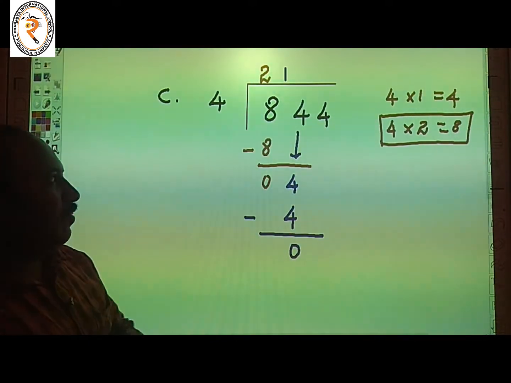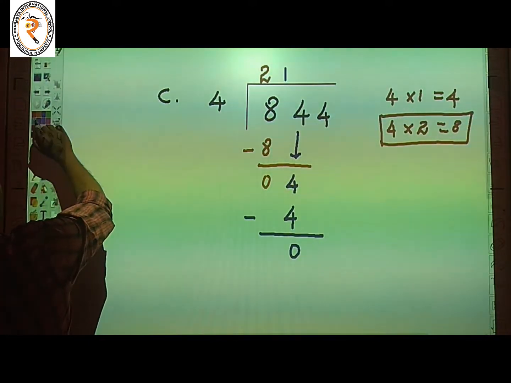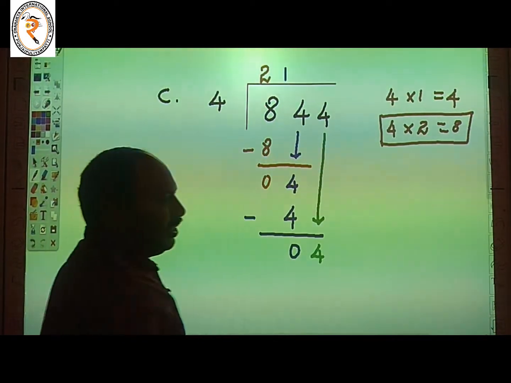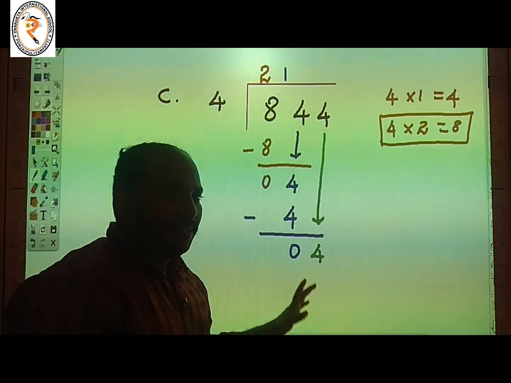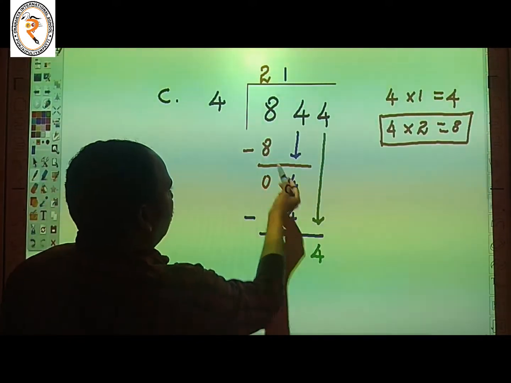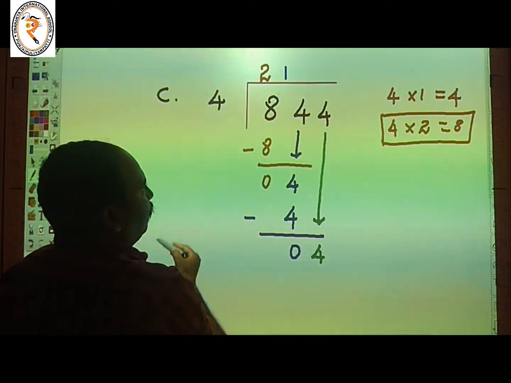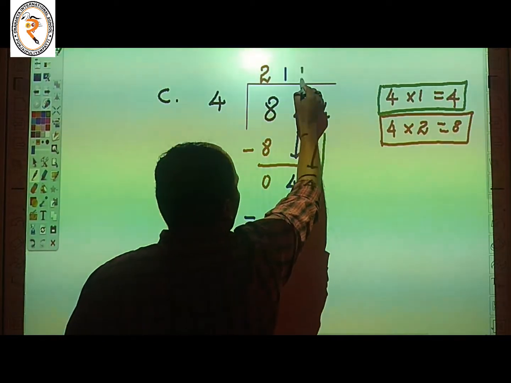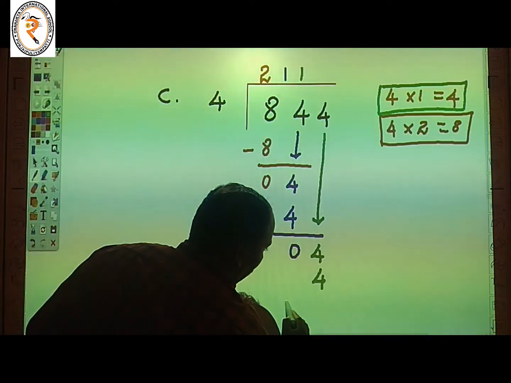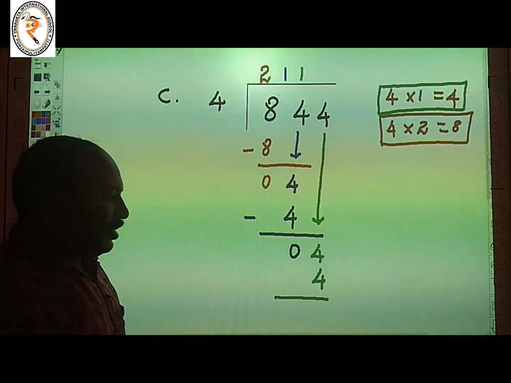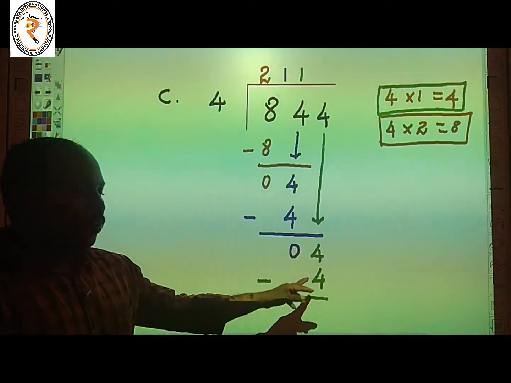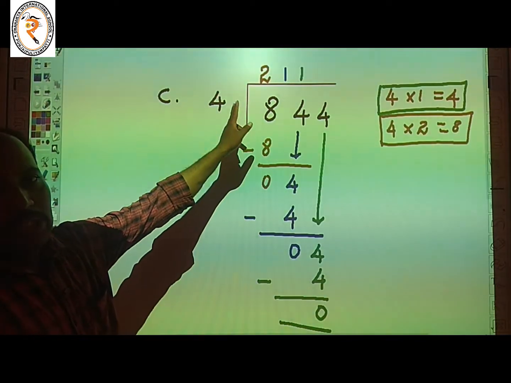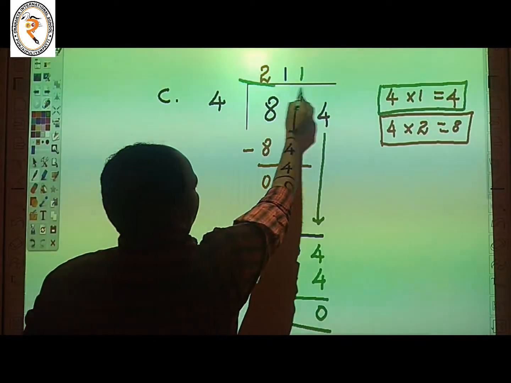Next we go to the ones place. Here the ones place has 4. Bring down the number 4. It is the new dividend. 4 divided by 4. 4 into 1 is equal to 4. 4 minus 4 is equal to 0. Next, our answer is 211.